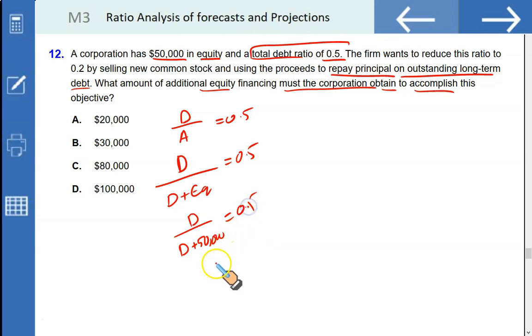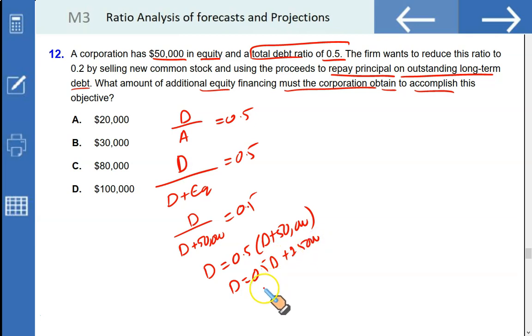If you make D the subject of the equation, it is going to be D is equal to 0.5 times D plus 50,000. Then it's going to be D is equal to 0.5 D plus 25,000. And if you make D the subject, it should finally give you $50,000. So your debt is, interestingly, $50,000.